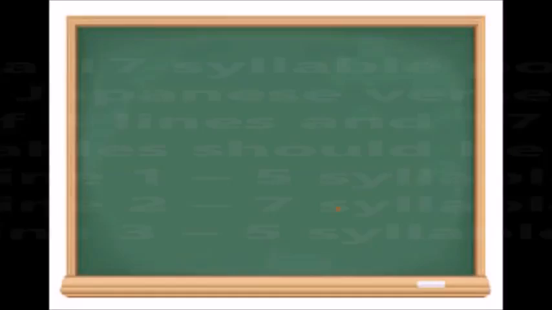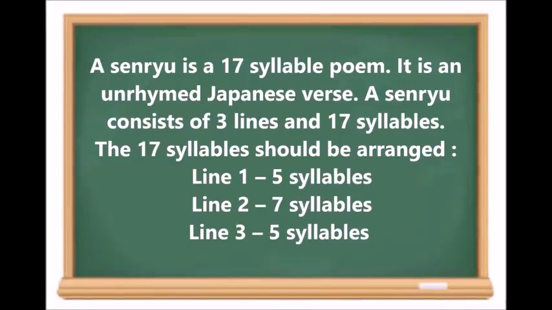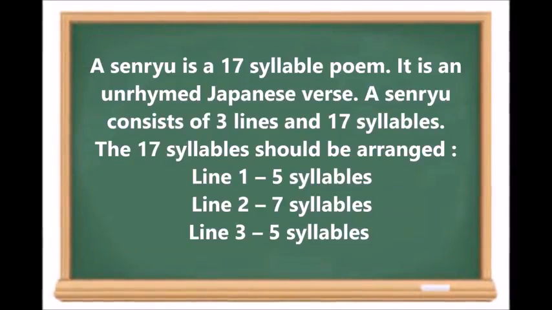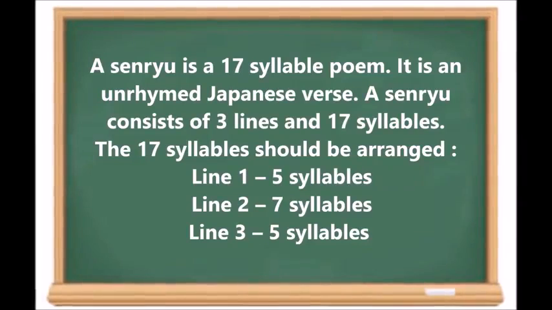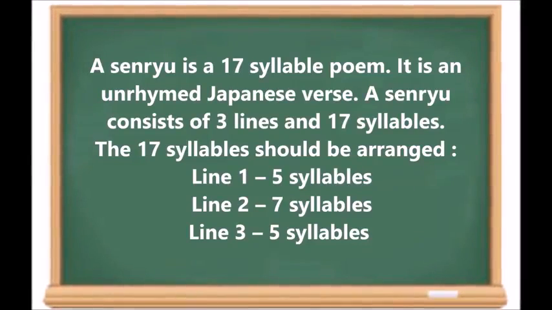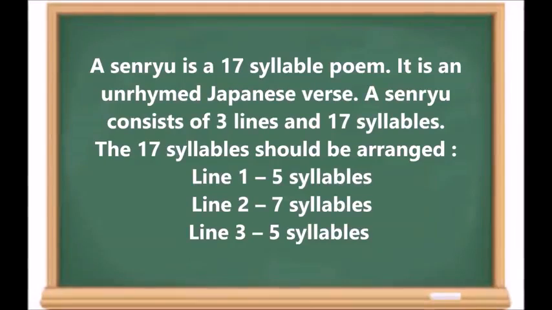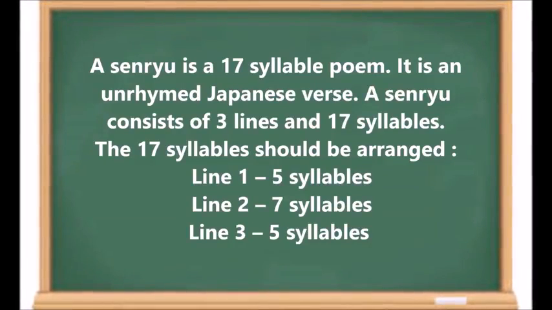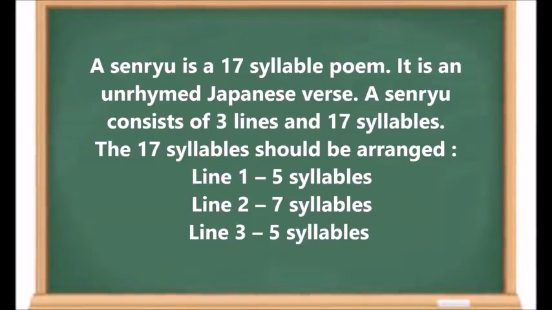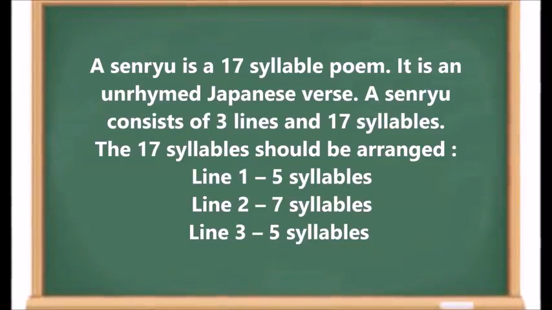A Senryu poem is next. A Senryu is a 17-syllable poem. It is an unrhymed Japanese verse. A Senryu consists of 3 lines and 17 syllables. The 17 syllables should be arranged as: line 1 should have 5 syllables, line 2 should have 7 syllables, and line 3 should have 5 syllables.